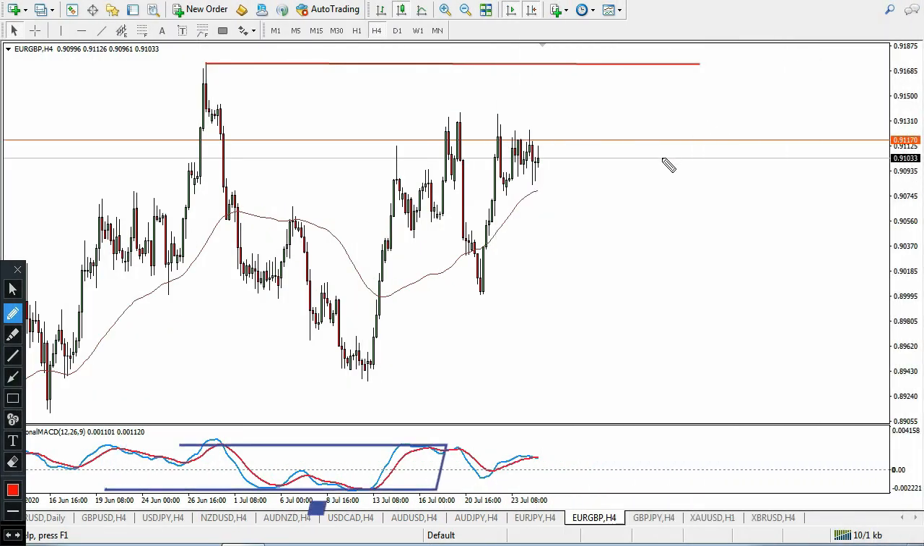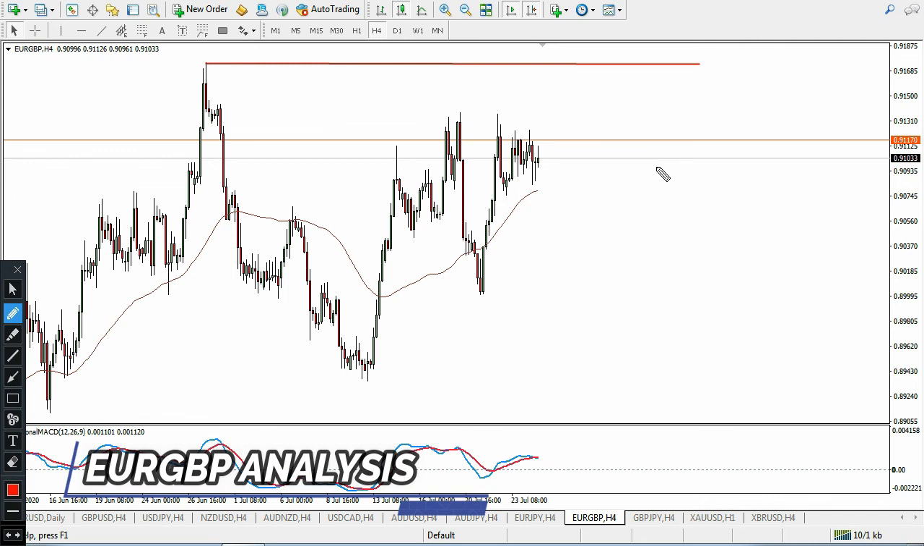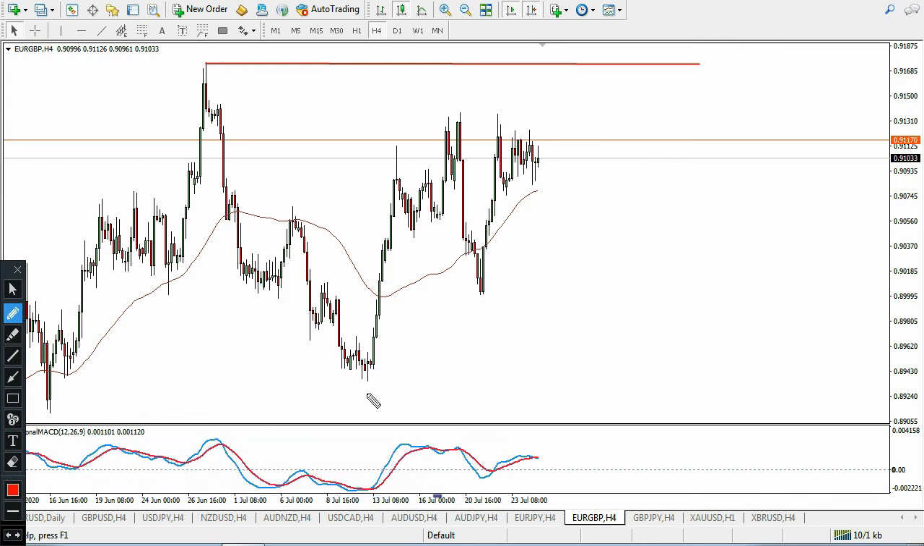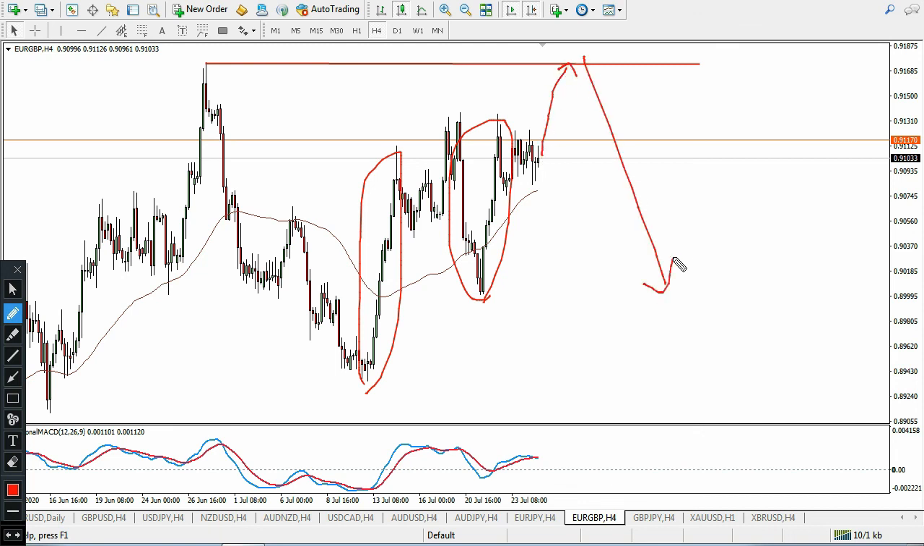So this is the Euro pound. You see here that there are lots of buyers over this area, and now the momentum of buyers is struggling to create another high. So what will be the next move of Euro pound? The next move of Euro pound is that we might still see some upside move before going downside.